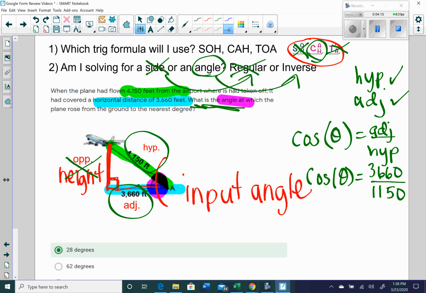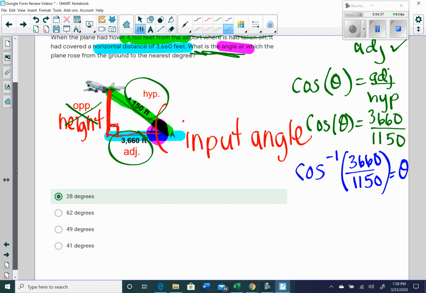So I'm going to switch up my color so it really stands out. And we want to do cosine inverse instead. Now, the thing we're taking the inverse of, the thing you're going to put inside your parentheses, is what your ratio is, the adjacent side over the hypotenuse side. That's what you're going to type in your calculator. And once you do that, it will give you your answer for theta.